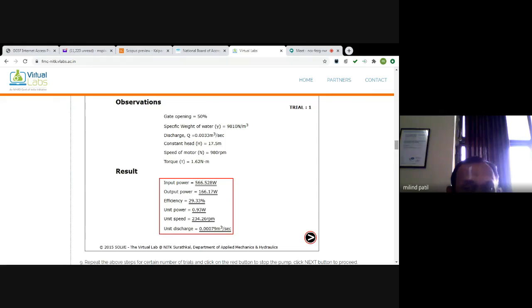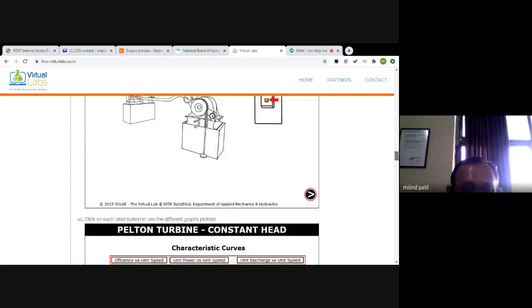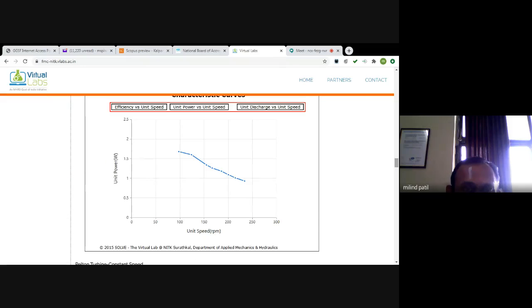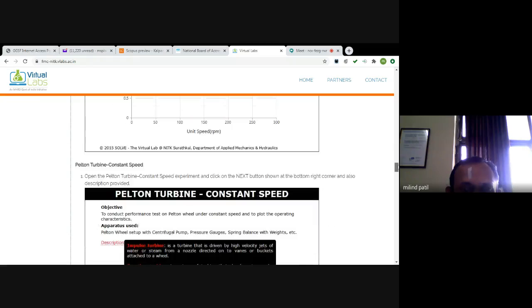So this way we will go on conducting the test and we will come up with the output curves. Three different curves you will have: efficiency versus unit speed, unit power versus unit speed, and unit discharge versus unit speed. Come up with this solution. That is the outcome of this experiment when we maintain the head of the turbine constant.